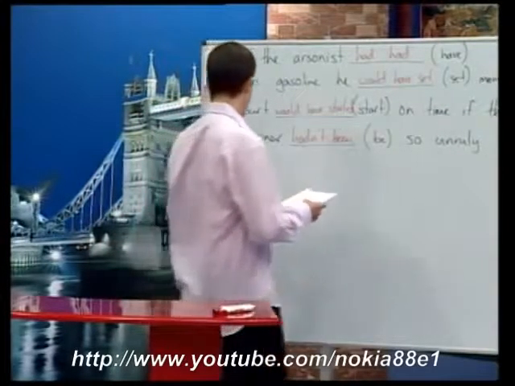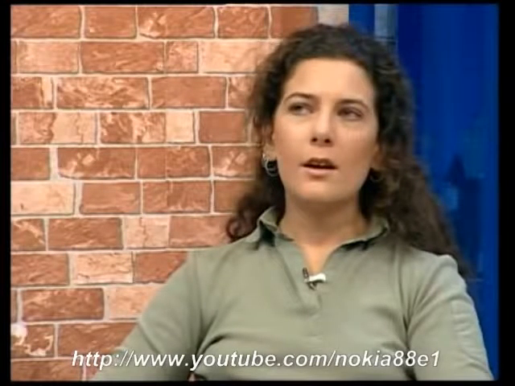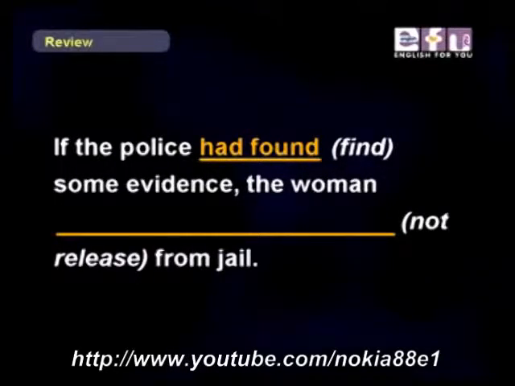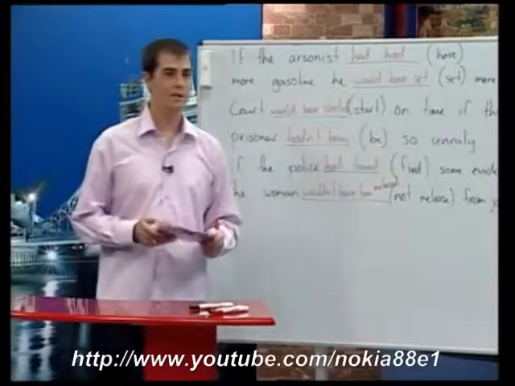Okay, the last one's for you, Monica. If the police something, the verb is find, some evidence, comma, the woman, and the verb is not release, from jail. What do you think it is, Monica? If the police had found some evidence, the woman wouldn't have been released from jail. Good. Release, we'll put it up there. Okay, that's excellent work. Thank you all.